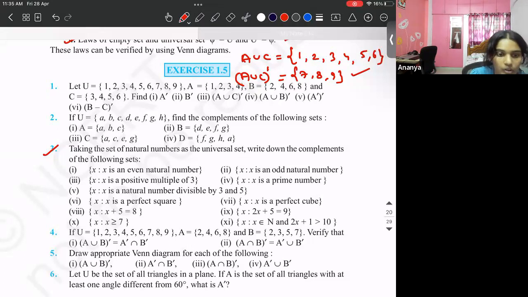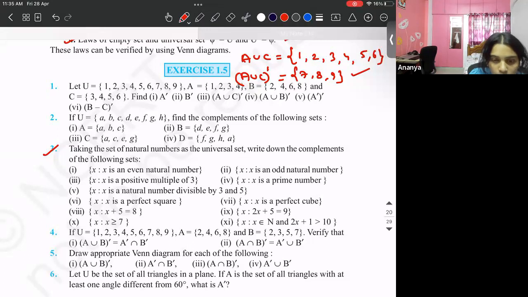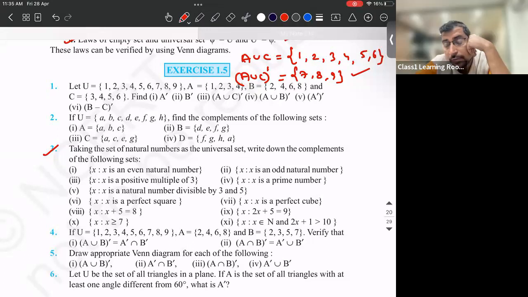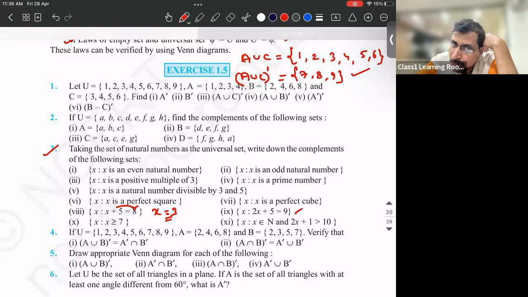X is not equal to 3. So 3 alone should be removed from the natural number set. Correct. X is not equal to 2. Is everyone able to understand why X is not equal to 3? See, X plus 5 is 8. So when you solve it, X will be coming out to be 3. So complement of it should contain all those natural numbers except the number 3. Correct. Similarly, continue. 2x plus 5 is equal to 9. So X will be equal to 2. Natural numbers except 2.